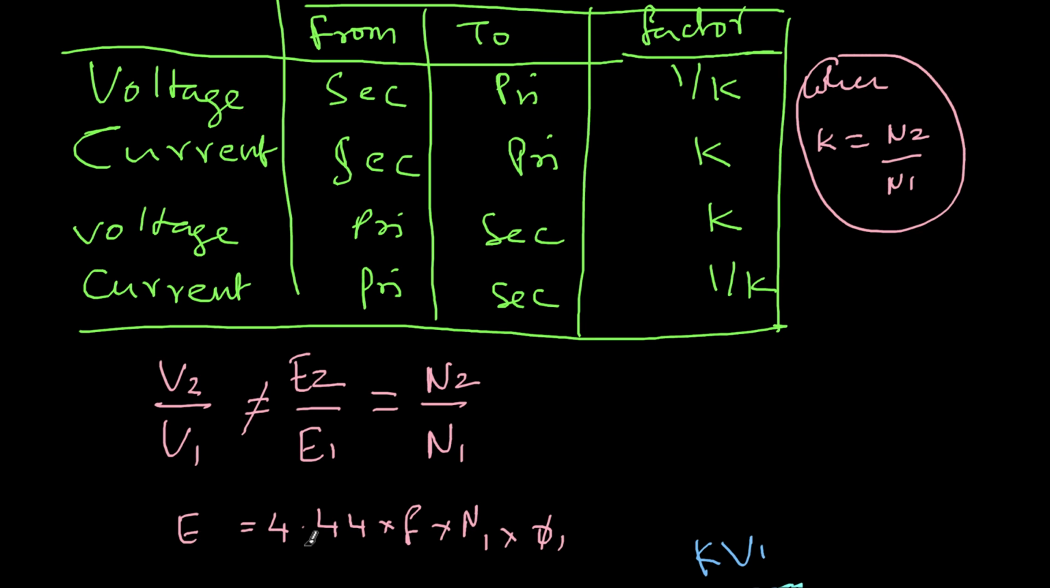Based on this, I can always write this part. But V2 by V1 will not be this. When I equate this to K, strictly speaking V2 by V1 is not K; E2 by E1 is K, and for V2 by V1 there will be some drops. So kindly remember this point.